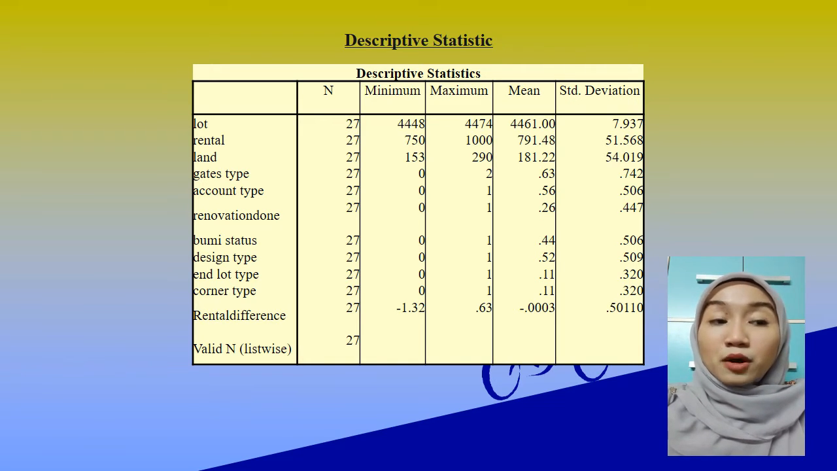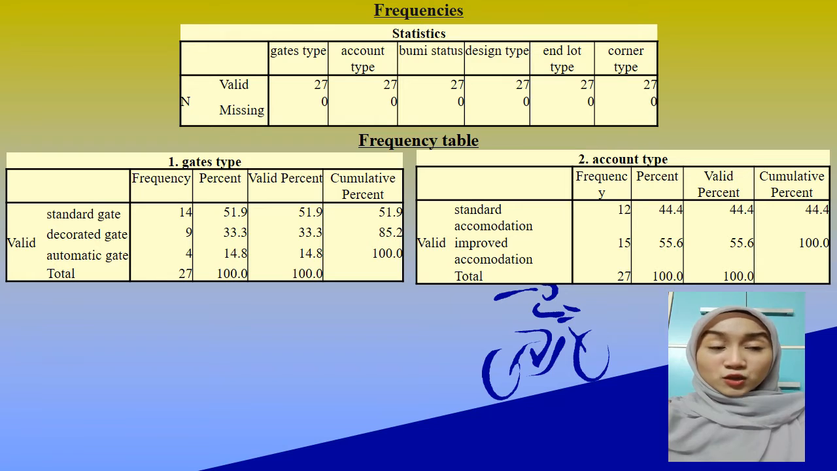Its maximum number of data is also 1. It means the mean is 0.44, while its standard deviation is 0.506. Moreover, the minimum and maximum number of data for design type are also the same as the Bumi status. Next, we go to the frequency.